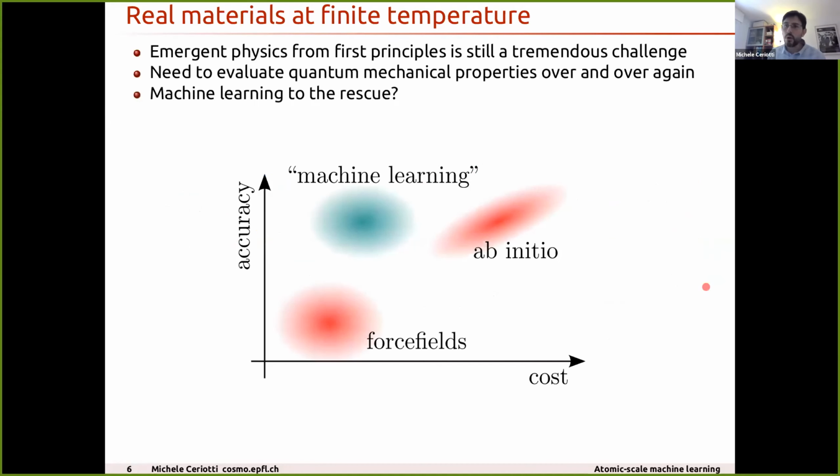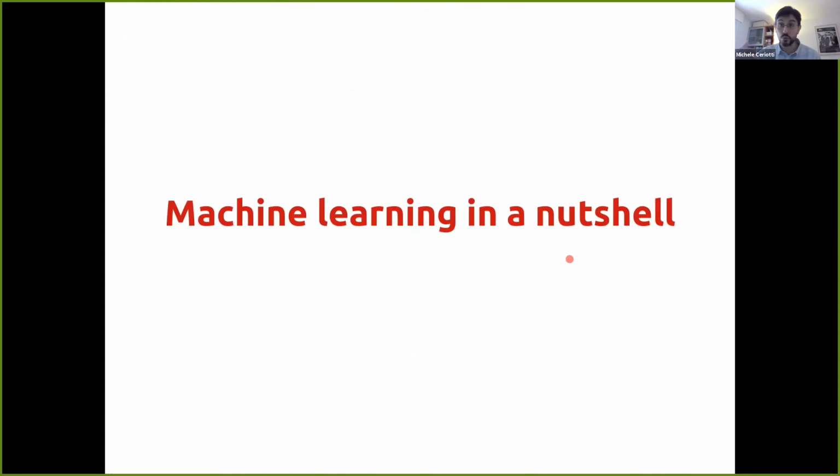And this is really where machine learning promises to play a huge role, because the idea behind the application of machine learning to this field is really to manage to sort of cheat and get the accuracy of first principle calculations without paying the price. Now, given that this sounds a little bit like a free lunch situation, let me go through a very brief introduction to what we really mean with machine learning in this field.